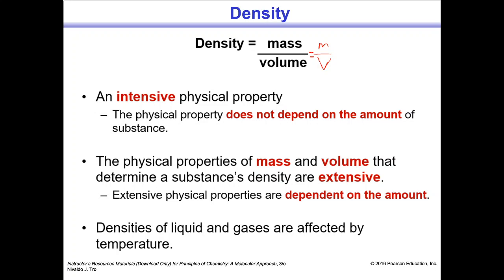Most of the time, you're going to be comparing densities at the same temperature. You can't really compare densities at different temperatures unless you're looking at the effect of temperature. So most of the time you'll be at one temperature.